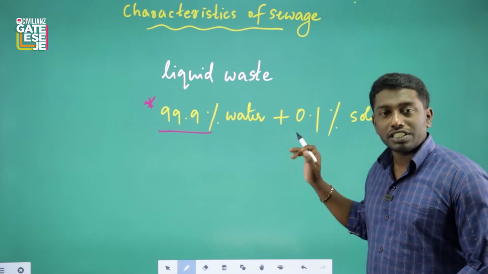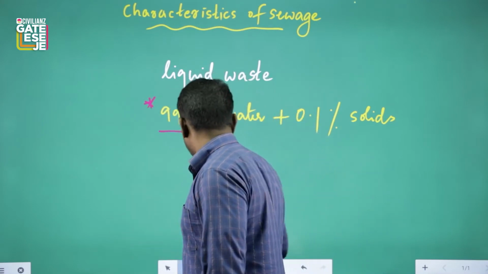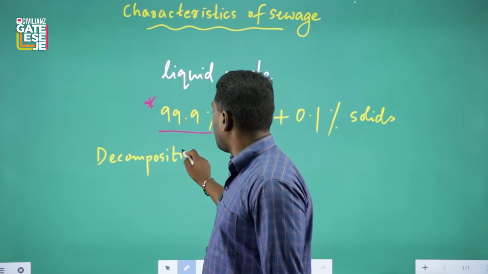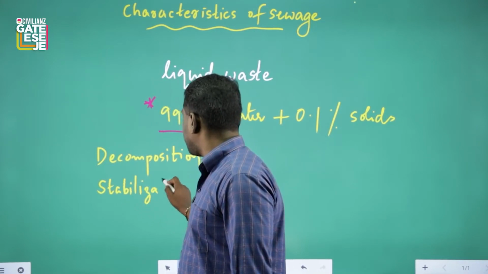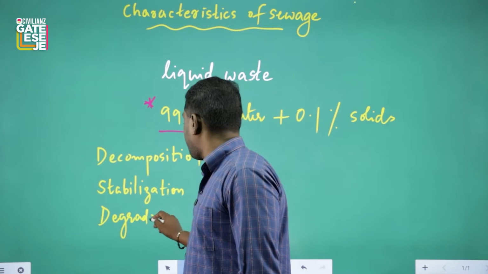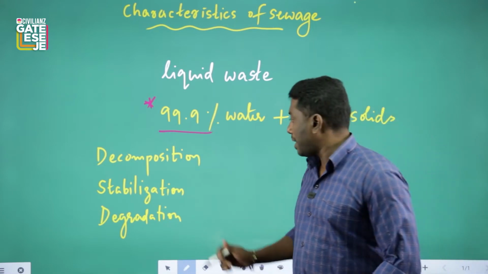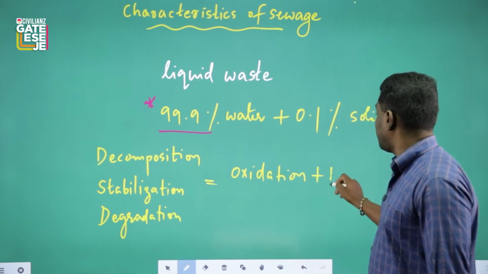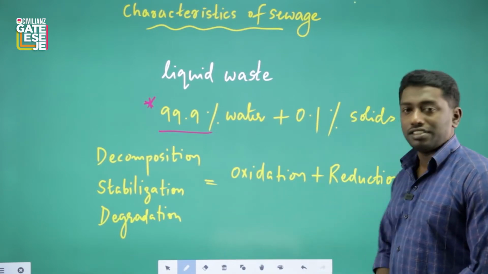And these 0.1% solids undergo some changes with passage of time, which is called decomposition, or we can use the term stabilization, or degradation. These 0.1% solids undergo decomposition after some time. Actually, decomposition includes oxidation and reduction. Technically, decomposition means oxidation plus reduction.